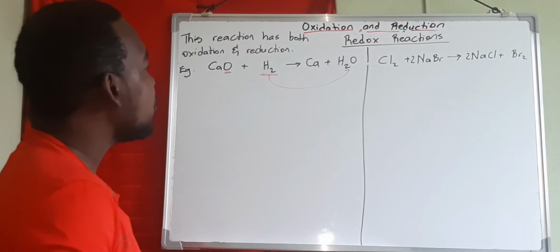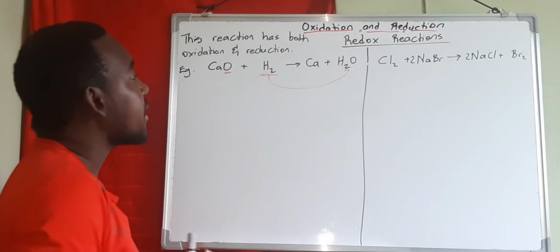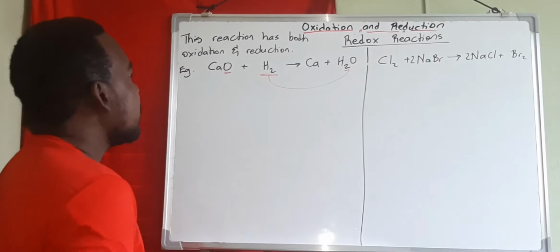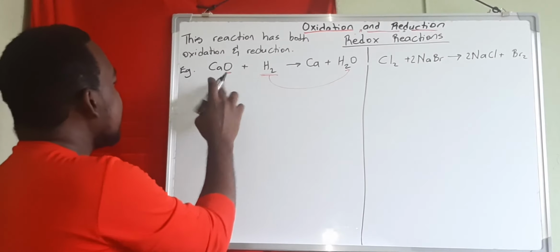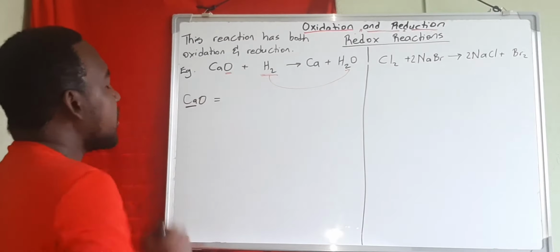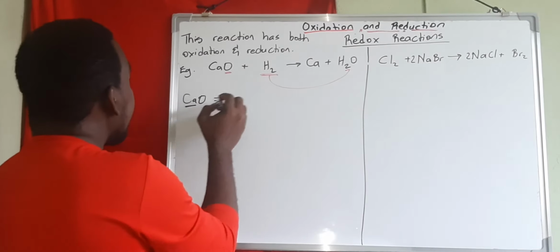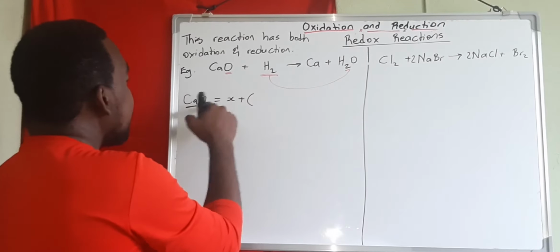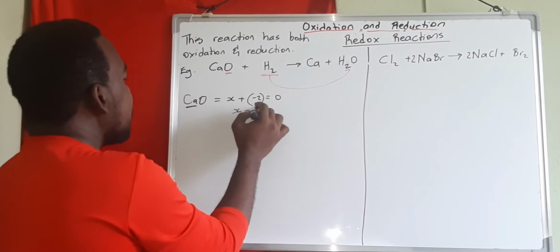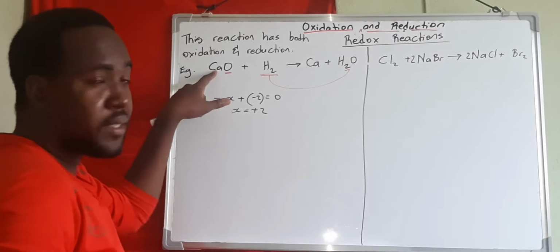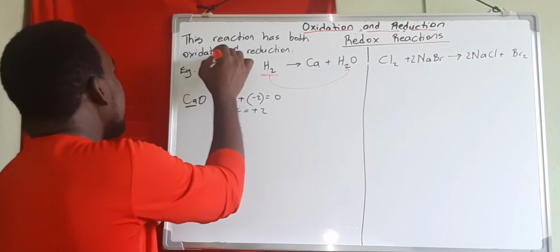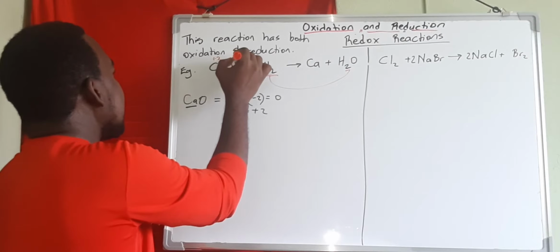All right, so let's use the oxidation state or number to show that that's the case. Let's look at calcium oxide. Let's say we want to find the oxidation number of calcium here. The calcium would be X plus one oxygen, which is -2, and it's a compound, so it's 0. So X would be a +2. So in this case, we have +2 here and -2 there.